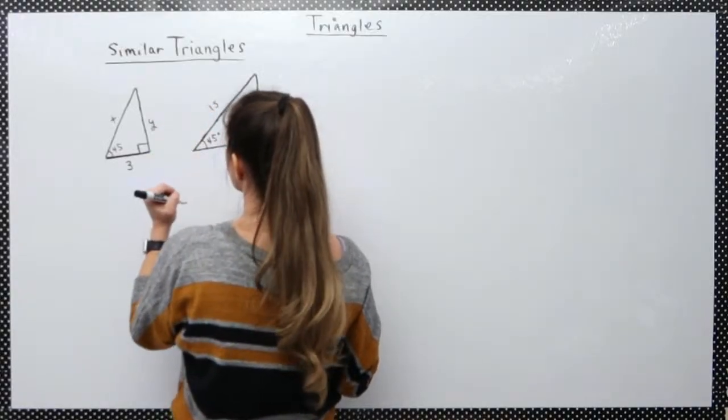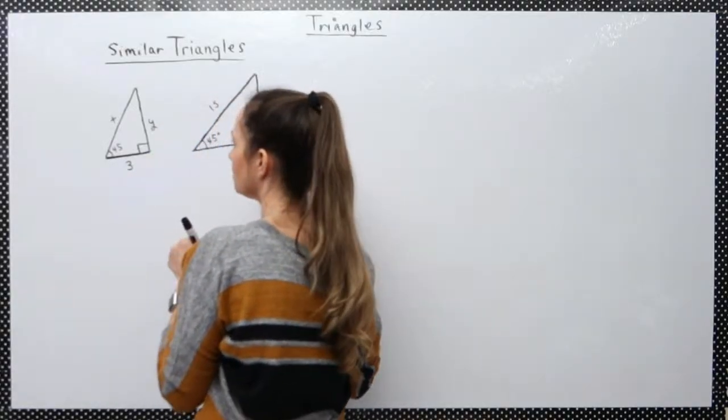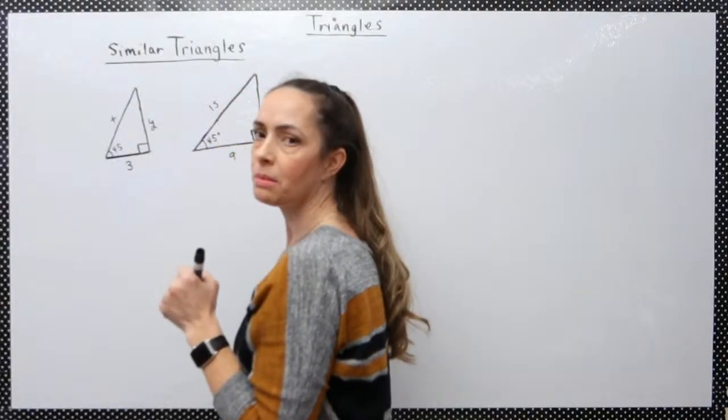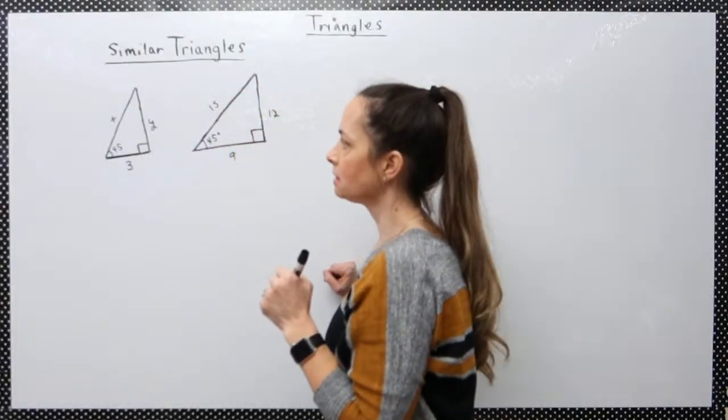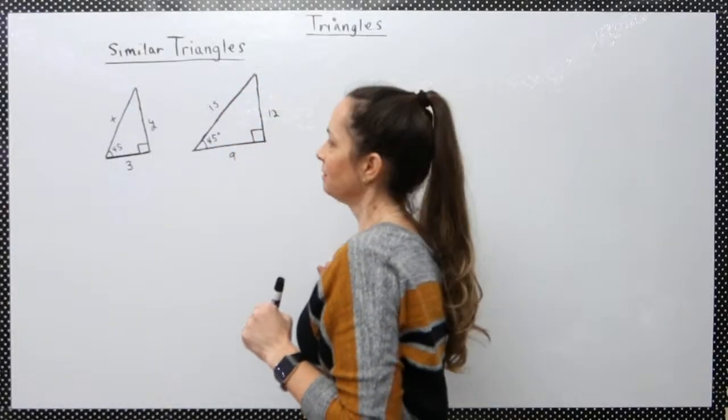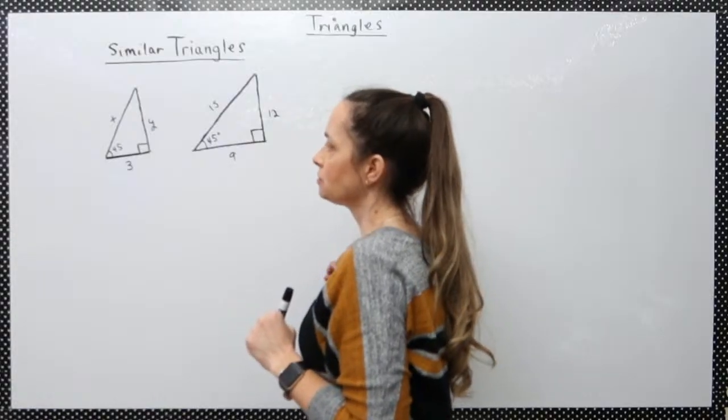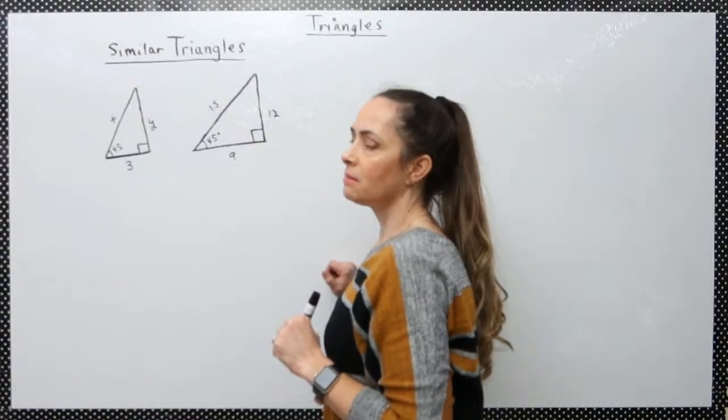And so this one, they tell us all three sides, 9, 12, and 15, and we're going to find x and y. I want to star this problem and later on go back and use trig to find it. But for now, we'll just use the fact that triangles are similar and set up a proportion.